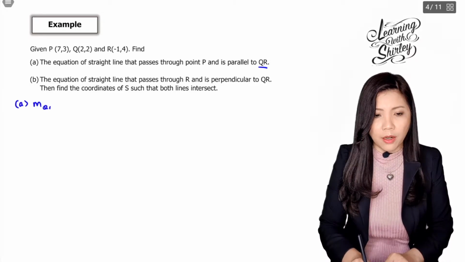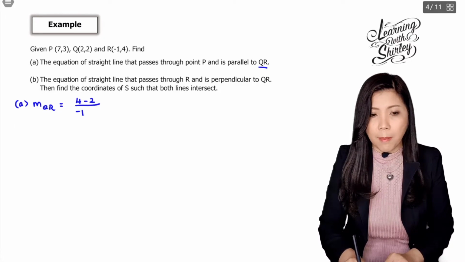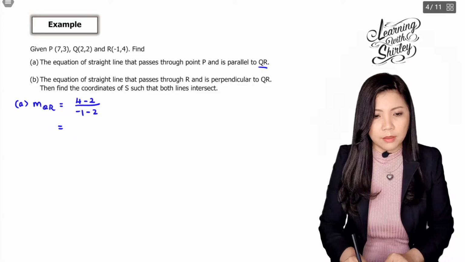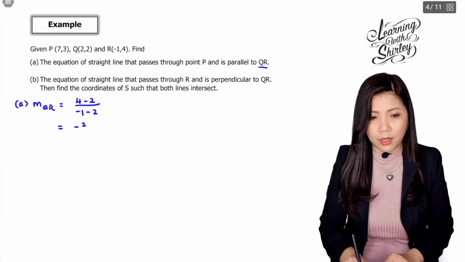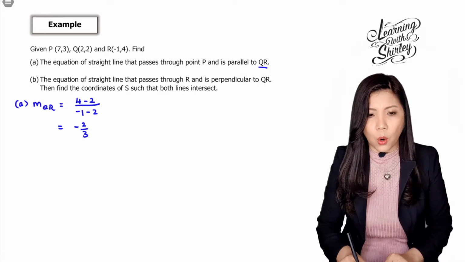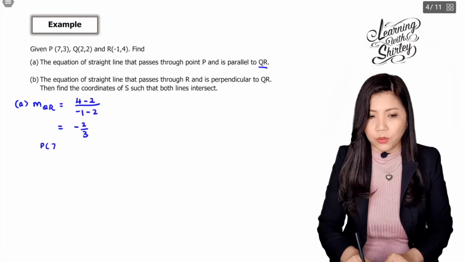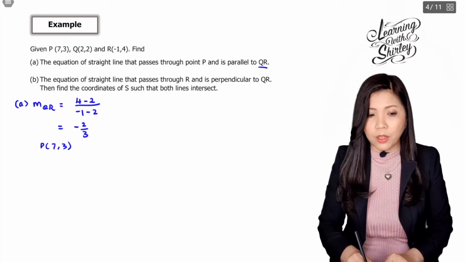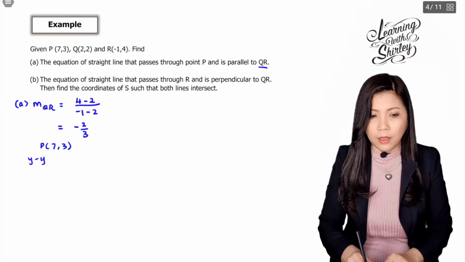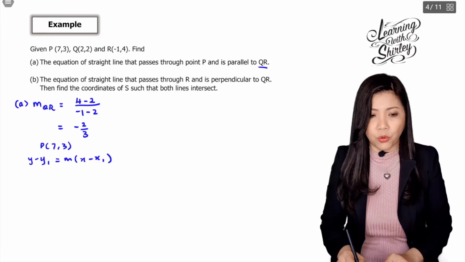So m_QR equals, I'm going to use the formula, which is 4 minus 2 over negative 1 minus 2. So we'll get negative 2 over 3. So this is the gradient of QR. And then we're going to use the coordinate of P. So coordinate of P is (7, 3). And after that, we're going to put inside the formula y minus y1 equals m(x minus x1) to find the equation of the straight line.